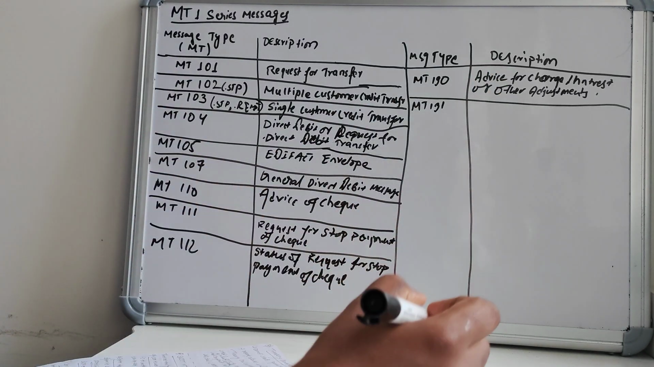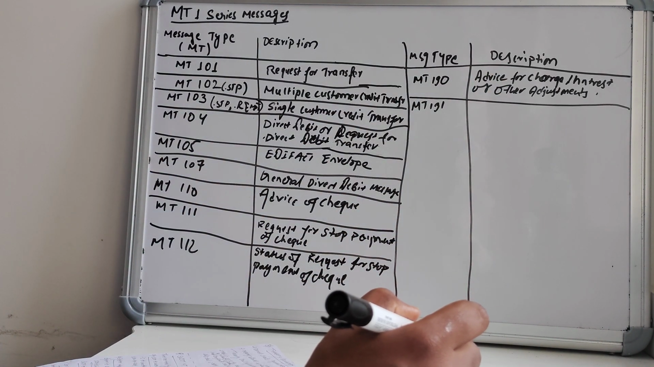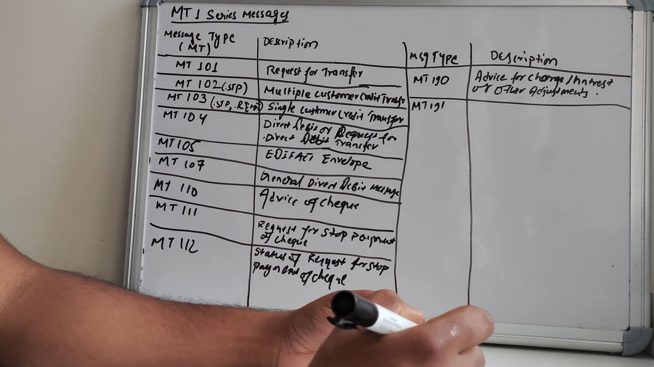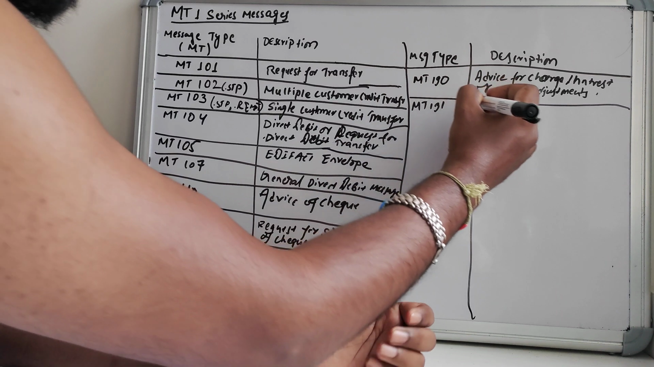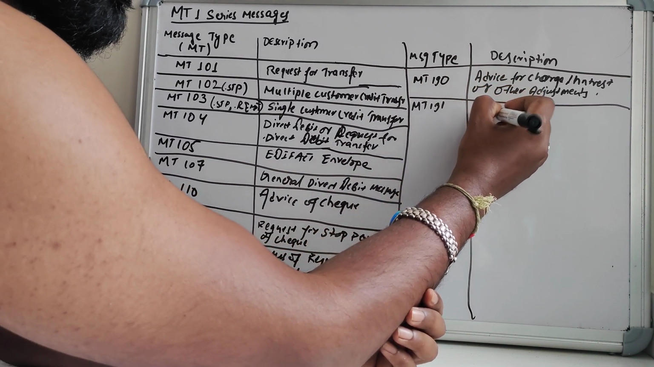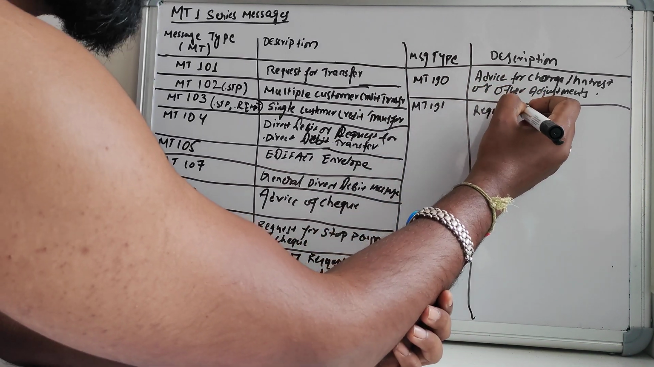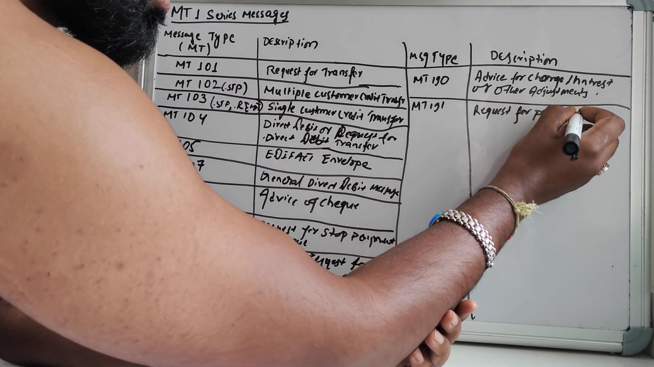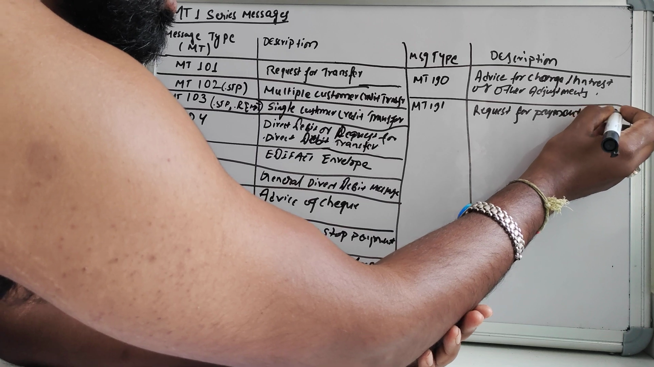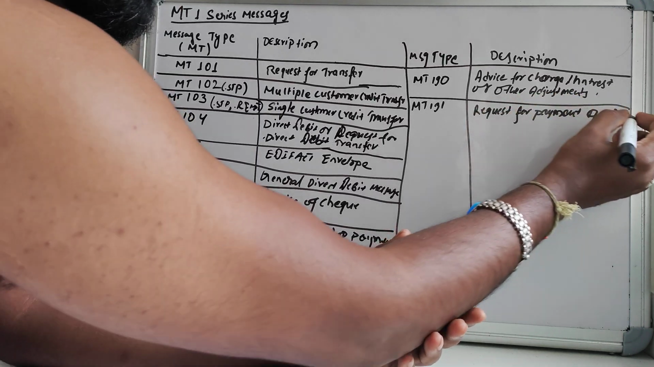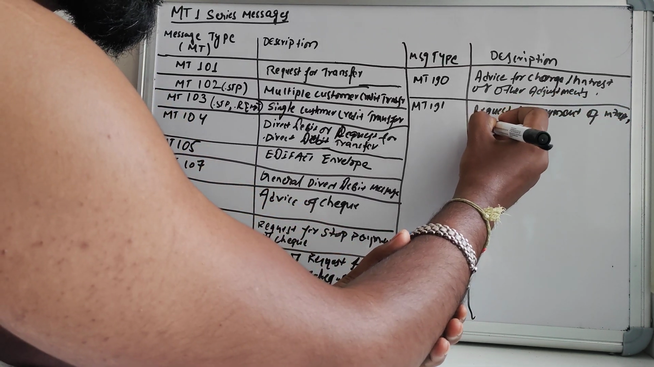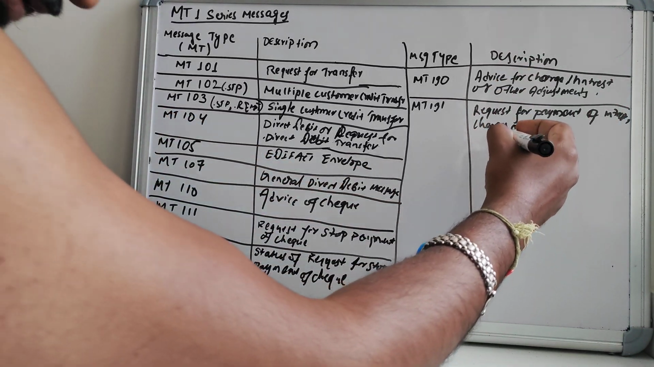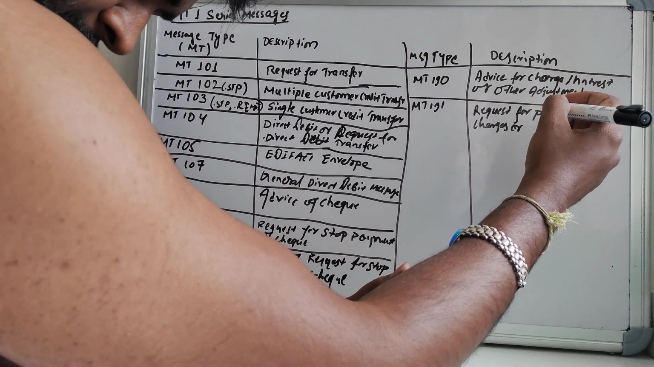Next one is MT191. Now MT191 is quite used in the banking field, where it means request for payment of charges. It is a request for payment of interest, charges or other expenses or other adjustments.